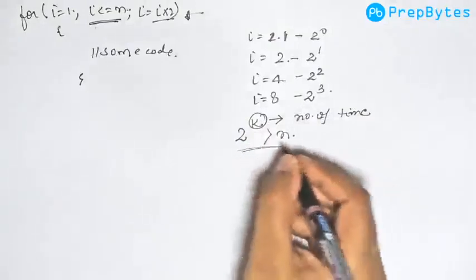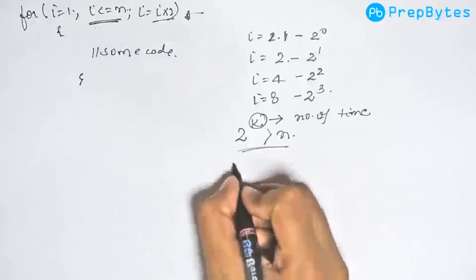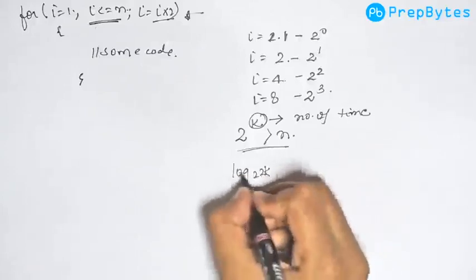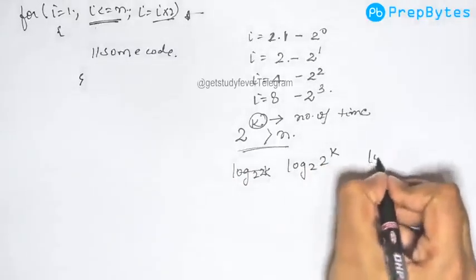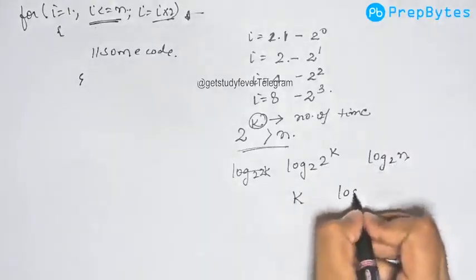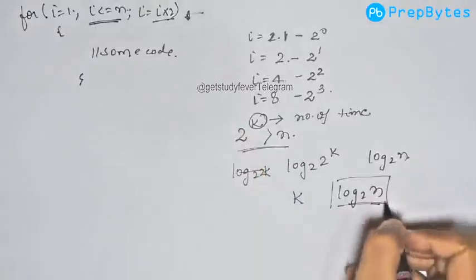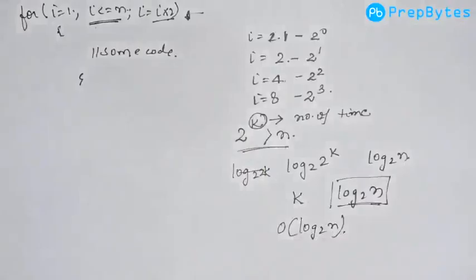In this case, if we try to find it, we put log 2 at both ends: log 2 of 2 to the power k, and log 2 of n. This becomes k. So we see that this particular program runs log 2n times. So this will be the time complexity.